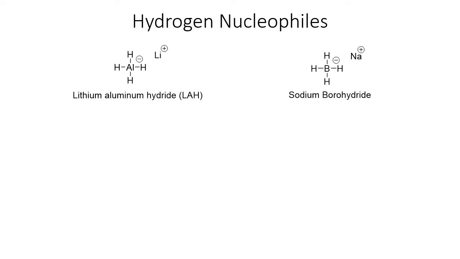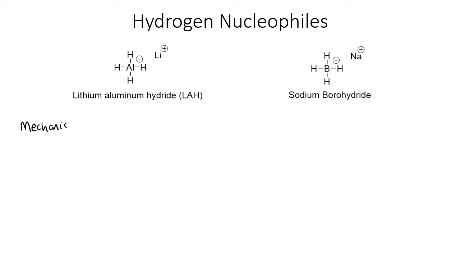Hydrogens are also capable of acting as nucleophiles, and we've seen these types of reactions before in the alcohols chapter. So there's two types of reagents where we see hydrogens acting as nucleophiles. We have lithium aluminum hydride, or LAH, which is this molecule here, and then we have sodium borohydride, which is this one here. Both of these reagents are capable of taking aldehydes or ketones and reducing them down to alcohols. We can take a look at the mechanism.